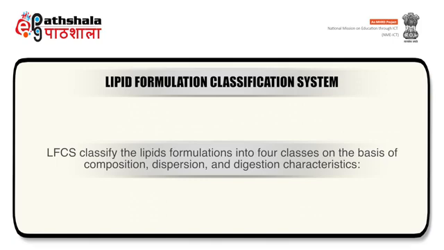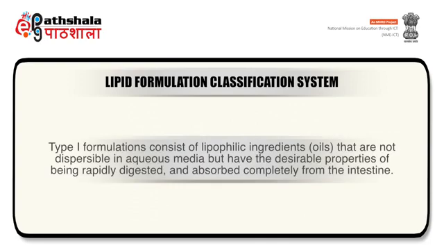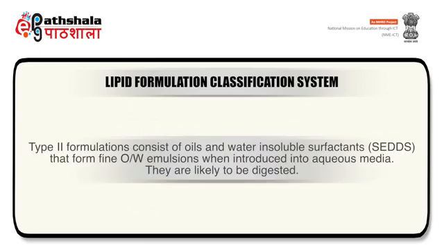LFCS classifies the lipid formulations into 4 classes on the basis of composition, dispersion and digestion characteristics. First, type 1 formulation consists of lipophilic ingredients like oils that are not dispersible in aqueous media but have the desirable properties of being rapidly digested and absorbed completely from the intestine. Second, type 2 formulation consists of oils and water-insoluble surfactants that form fine oil-water emulsions when introduced into aqueous media. They are likely to be digested.